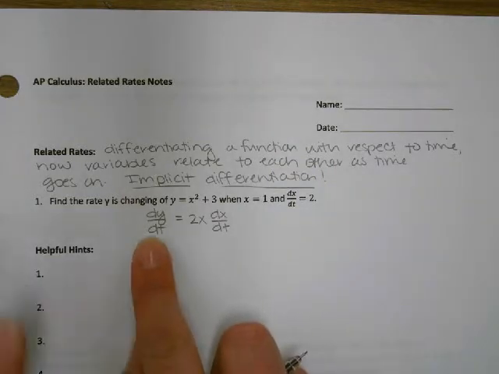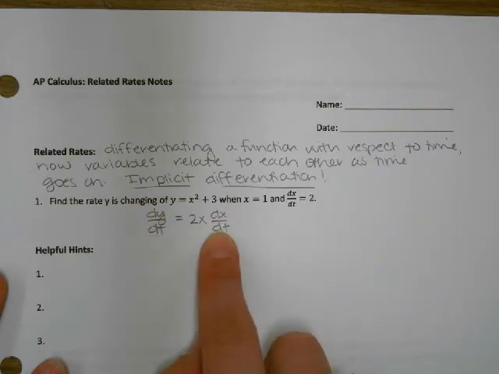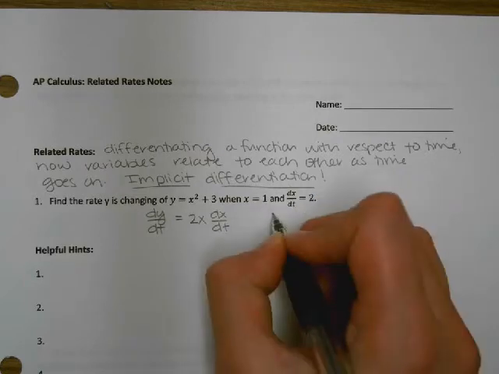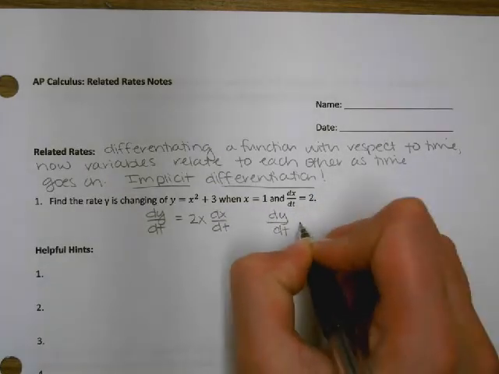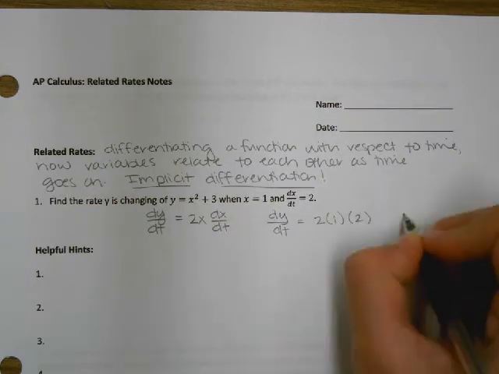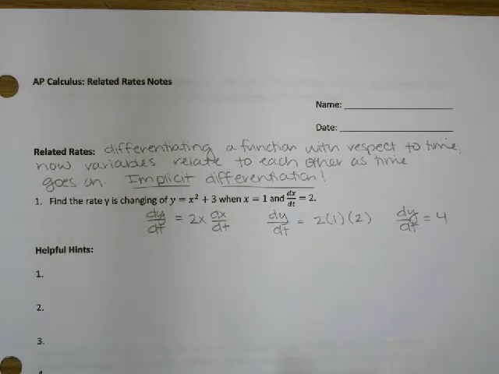So for both of these, or for any variable that shows up, we are taking the derivative of that with respect to time. So this means how the y is changing as time changes, how the x is changing as time changes. They gave us in the problem that x equals 1 and dx/dt equals 2. So we're going to plug the 1 in for x and plug the 2 in for dx/dt. And so that means that dy/dt is 4. So the rate that y is changing would be 4 units, whatever those units happen to be.